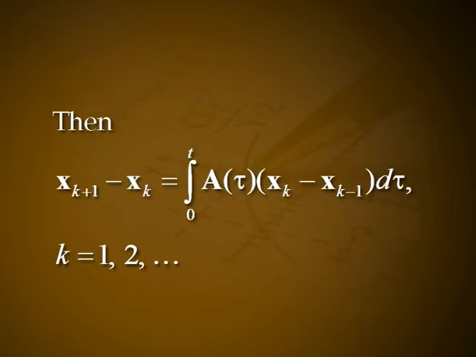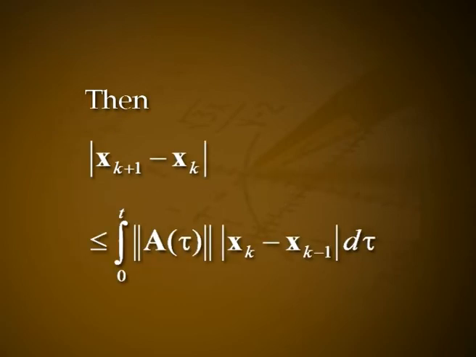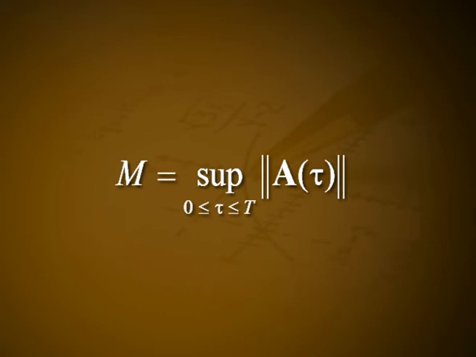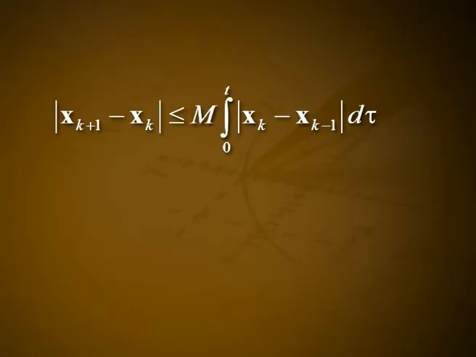Then x_{k+1} − x_k = integral from 0 to t of A(τ)(x_k − x_{k−1}) dτ, k = 1, 2, etc. Then the modulus of x_{k+1} − x_k is less than or equal to the integral from 0 to t of the norm of A(τ) into the modulus of x_k − x_{k−1} dτ. Now let M = supremum over 0 ≤ τ ≤ t of the norm of A(τ), and we obtain the modulus of x_{k+1} − x_k ≤ M times the integral from 0 to t of the modulus of x_k − x_{k−1} dτ.